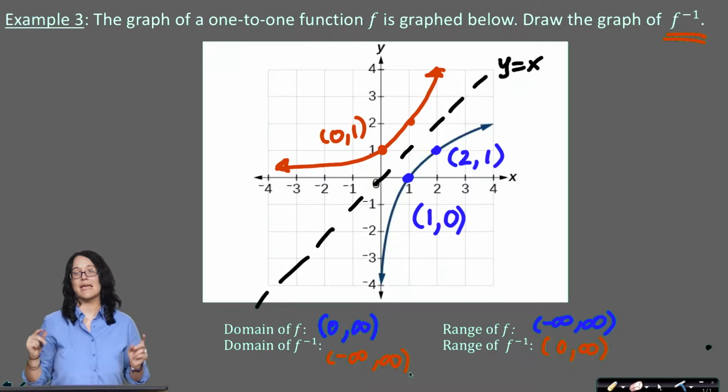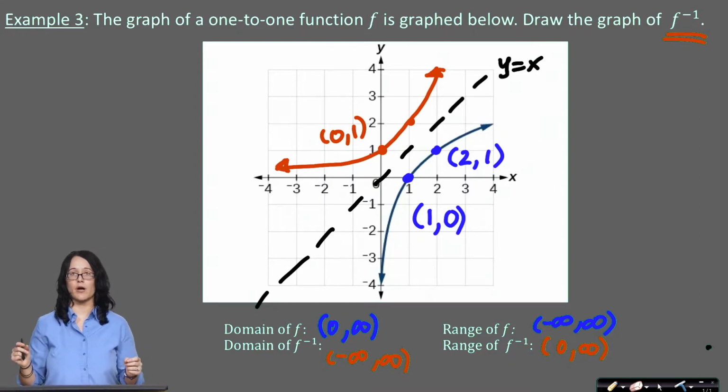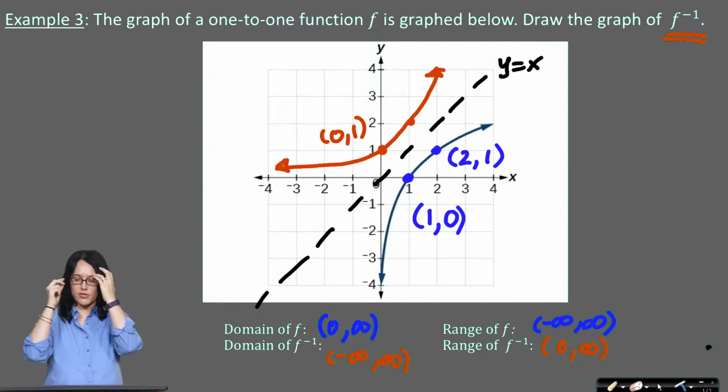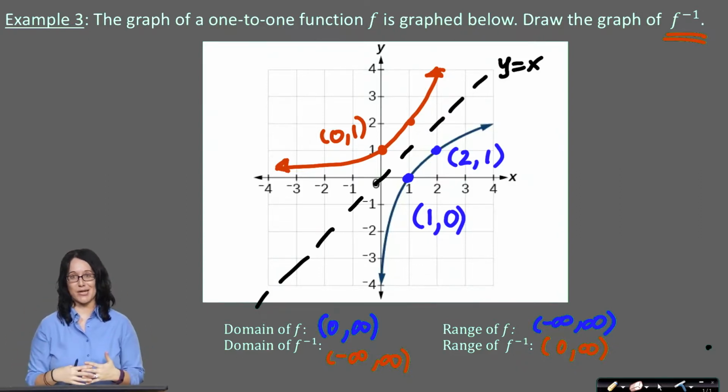So interpreting infinity symbols might be something you need to work on. When it's an x value, negative infinity to infinity means left forever, right forever. When it's a y value range, negative infinity to infinity means down forever and up forever. So make sure you interpret those correctly, and then it makes sense to use this notation.